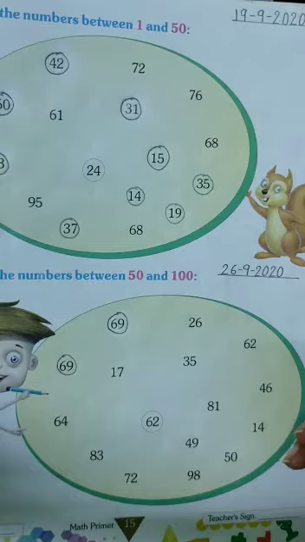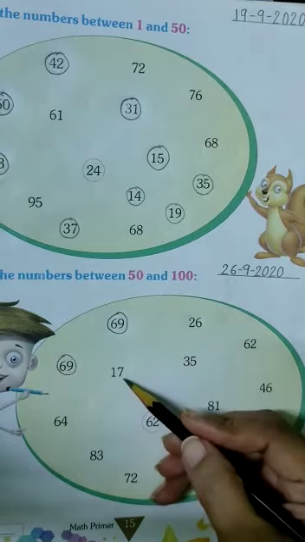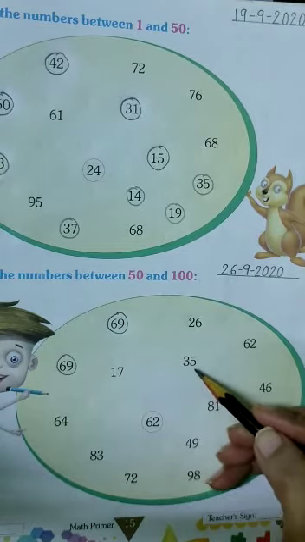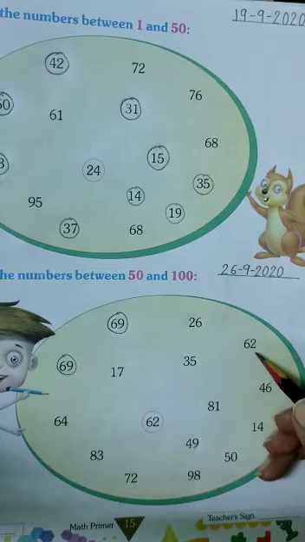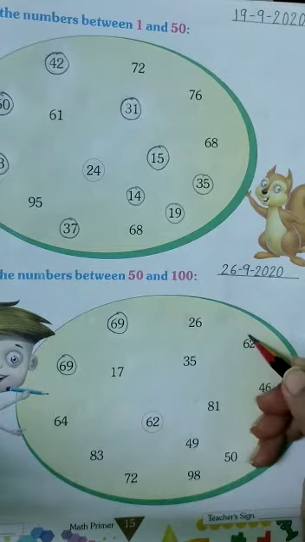Next numbers are 26, 17 and 35. All these numbers are smaller, so leave these numbers. Next number is 62. Encircle this number.